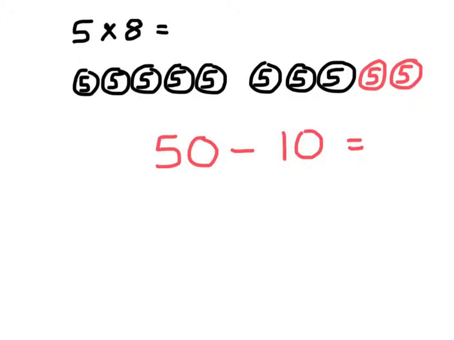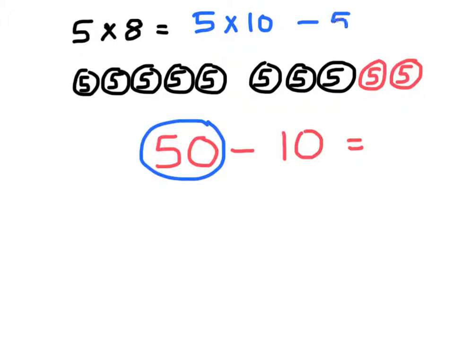Let's look at that again for another problem. 5 times 8. We're looking for piles of 5. I'm going to use coins or money as a picture way of modelling this. So straight away you're thinking, well, I know that 5 times 10 equals 50. And I'm going to take away 5 times 2. So I'm going to take away 2 piles of 5, which is 10 there. So 50 take away 10 is 40.